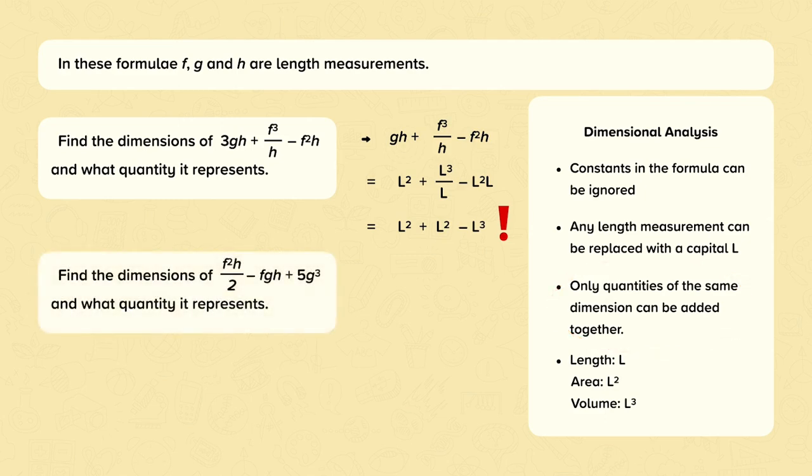Here's one for you to try. Does this represent length, area, volume, or none of them? Pause the video and have a go. Your working may have looked like this. Find the dimensions ignoring numbers, replacing with L, tidying up, and combining 3 volumes will give us a volume. Well done if you got that one correct.